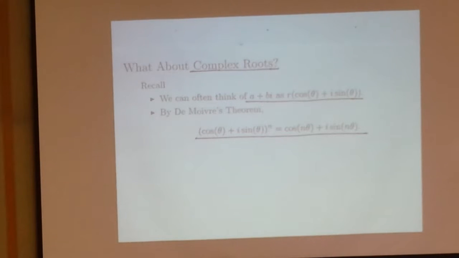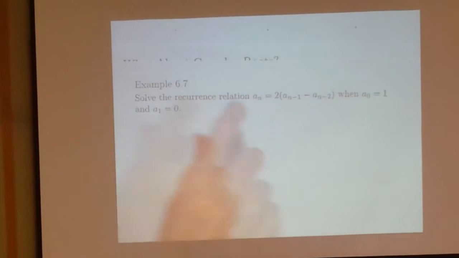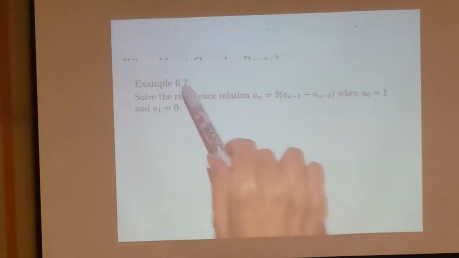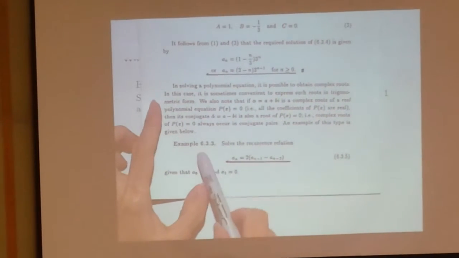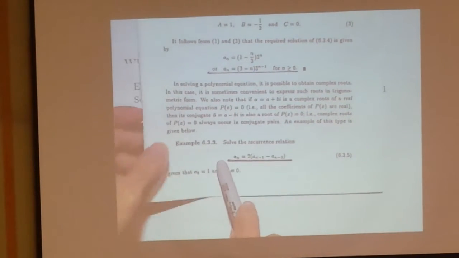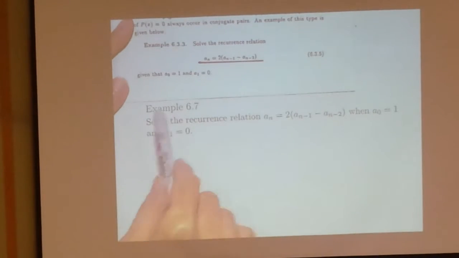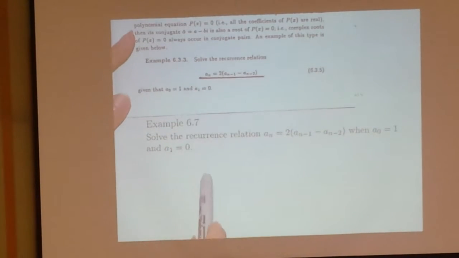Complex roots, and that's what we have in the example. What are we doing here? If you look at example 6.7, example 6.7 is actually 6.33. If you look at example 6.33, it's actually example 6.7 of the actual slide. So these two are the same.